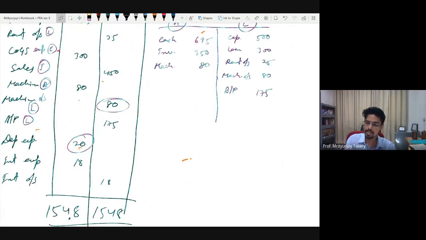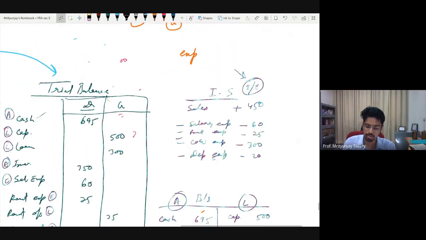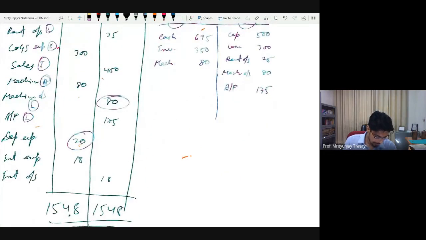What are we doing? We are going to every item of trial balance one by one. We are deciding whether the item is an asset, liability, income or expense. If it is asset or liability, it will go into balance sheet. If it is income or expense, it will go to income statement. As simple as that.